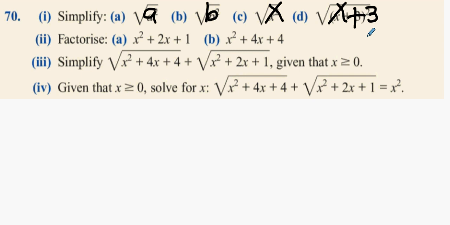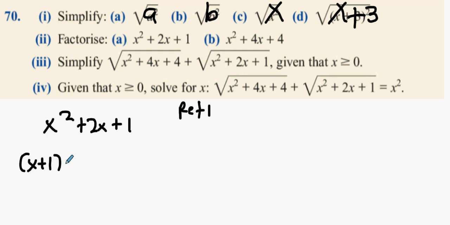Now, next one. Factorize. Everybody remember how to factorize? Reference number: 1. Two of them have to multiply to give you 1, but they have to add to give you 2. So what's the answer? X plus 1 by x plus 1. And the answer is x plus 1 squared.